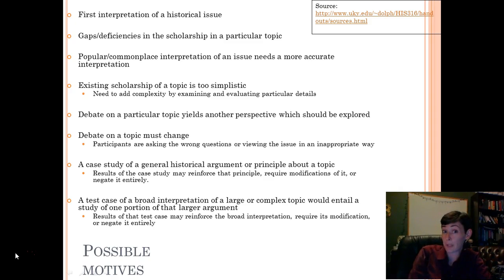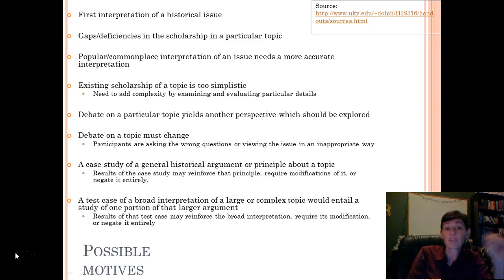A debate on a particular topic yields an additional perspective, and that perspective needs to be explored. It hasn't been explored yet. A debate on a topic needs to change. Maybe people are asking the wrong questions about a given time period or a historical topic, or they're viewing this issue in an inappropriate way.